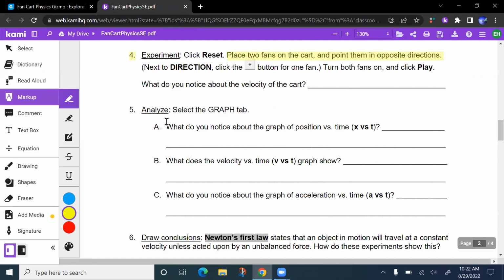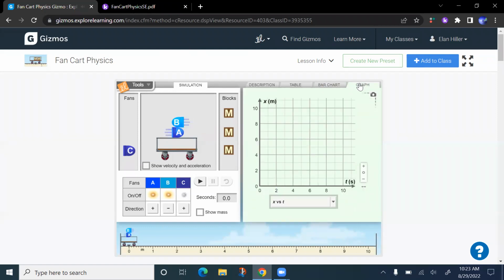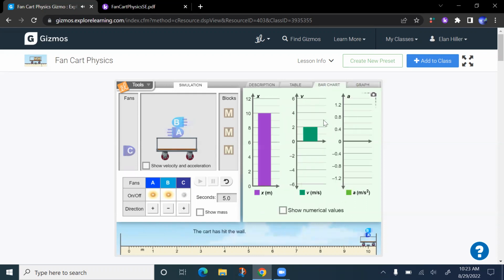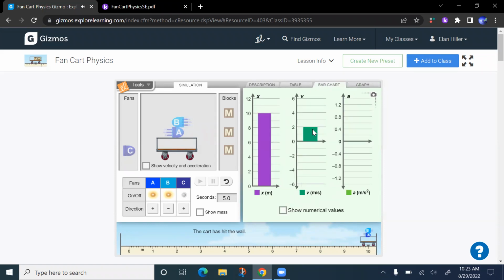Part 5, select the graph tab. What do you notice about the graph of position versus time? The graph tab is the far tab over to the right. You'll notice that not only does the cart move at a constant 2 meters per second, we can see that we end up with a straight line with a constant slope. And if you were to examine the slope, it has a rise of 2 meters for a run of every 1 second, corresponding to the 2 meters per second of velocity.